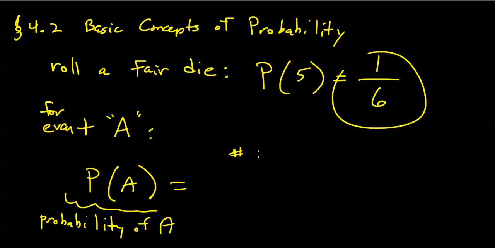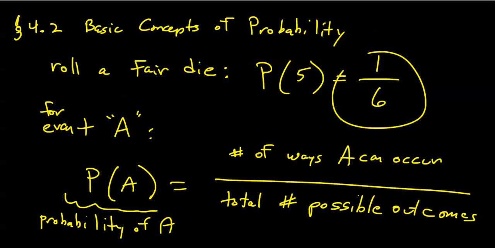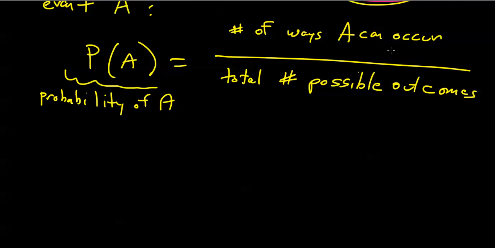It's defined as the number of ways event A can occur divided by the total number of possible outcomes in the experiment. In the above example, we can easily see that there are 6 possible outcomes in rolling a die, and only one of those outcomes corresponds to a roll of 5. Hence, we get the probability 1/6. This is what the book calls the classical definition of probability.